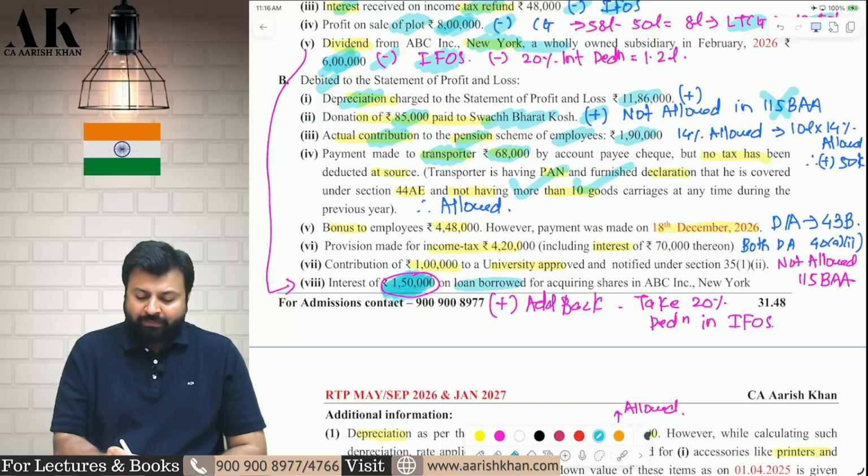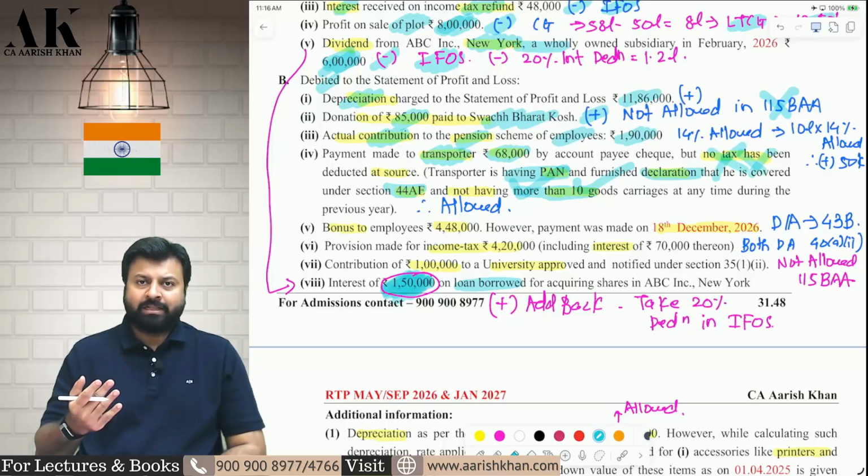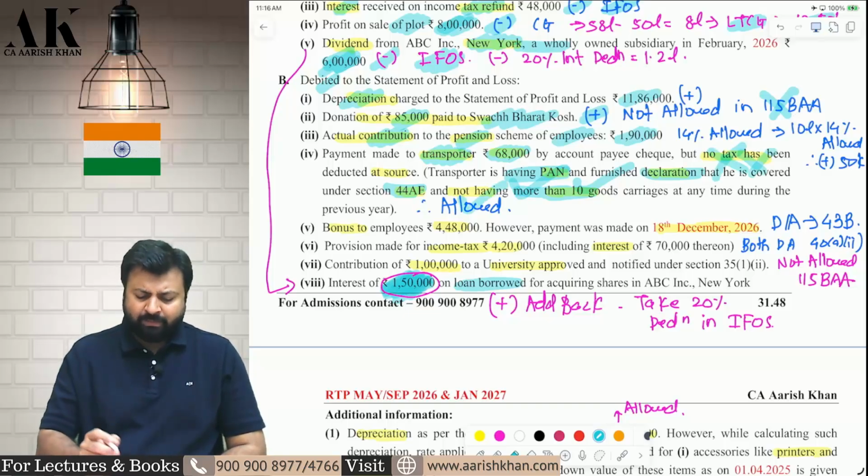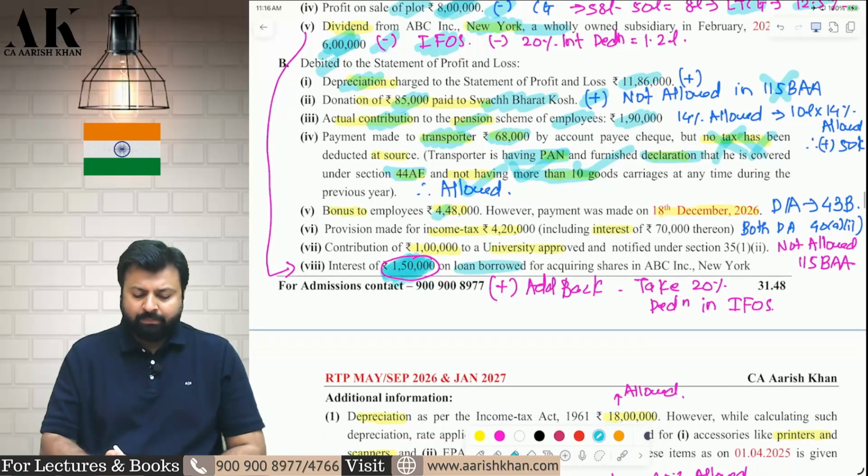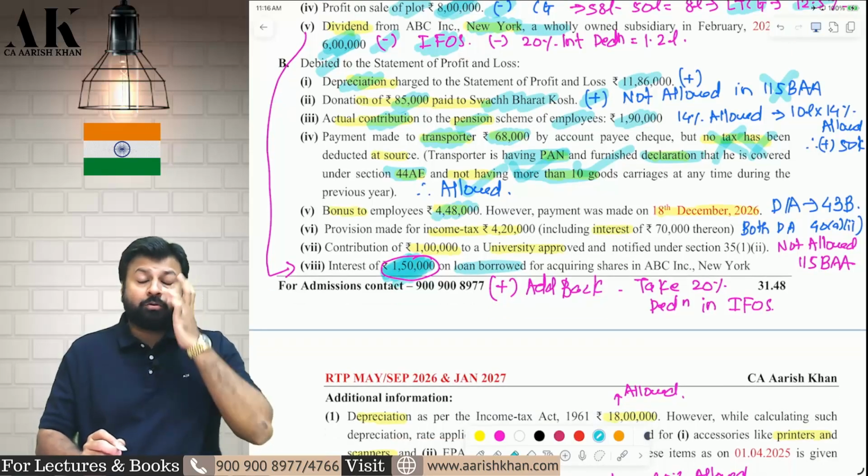He is following 44AE. He does not own more than 10 goods carriage. He is giving a PAN. He is giving a declaration. Therefore, there is no need to deduct TDS. And even if you have not deducted the TDS, the expenditure will be fully allowed to you. Don't worry. Next, bonus of 4,48,000 is debited to PNL.